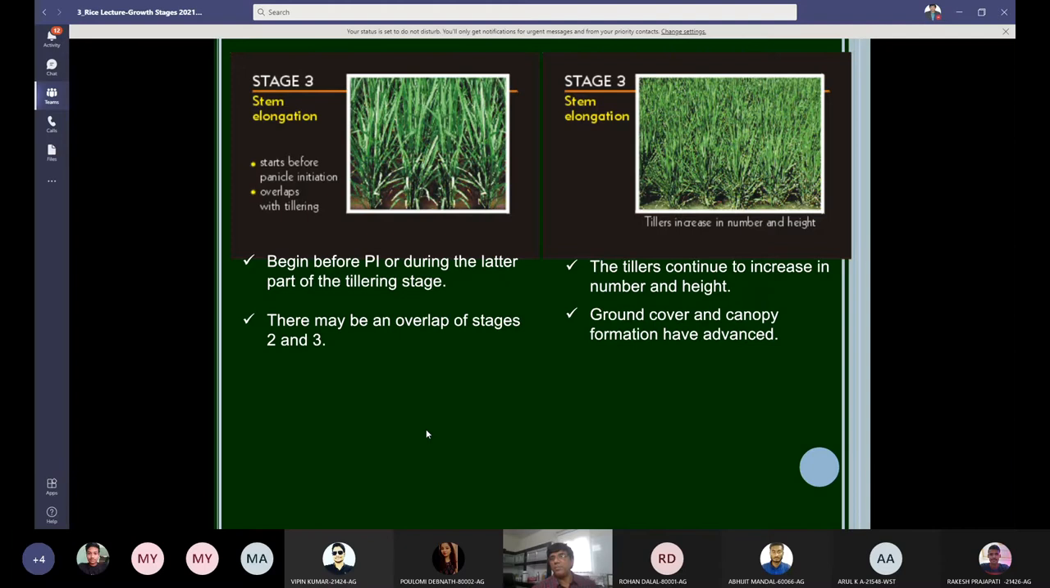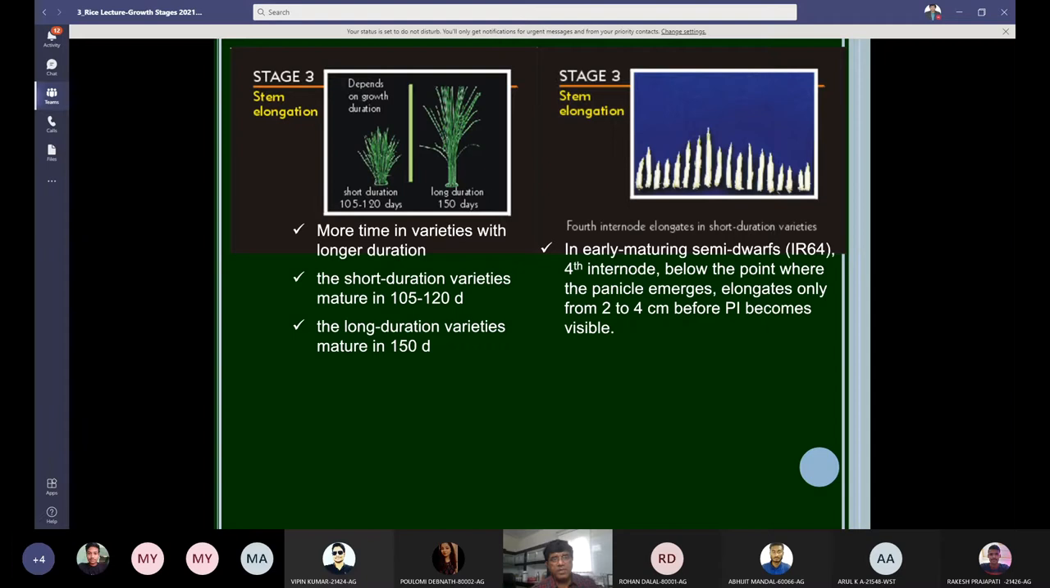More time in varieties with longer duration for stage 3, stem elongation. Longer duration variety, more time. The short duration varieties mature in 105 to 120 days. Long duration variety, 150 days. In early maturing semi-dwarf, the fourth internode below the point where the panicle emerges elongates only 2 to 4 centimeters before panicle initiation becomes visible.